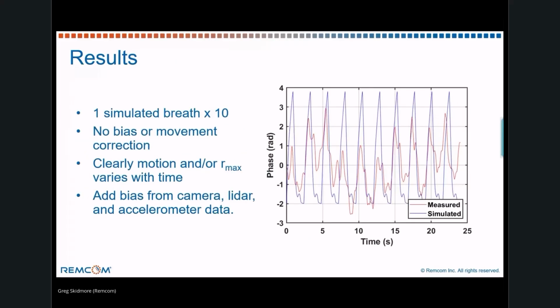And from this, you can see that we have, as Greg already mentioned, a really nice correlation between the measurement and simulated phase without bias correction. And so you can see that the person is moving slightly or swaying as they're sitting on the table, which is expected across 25 seconds. You can go to the next slide.